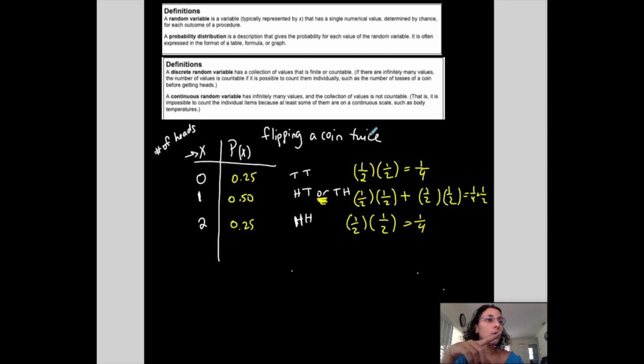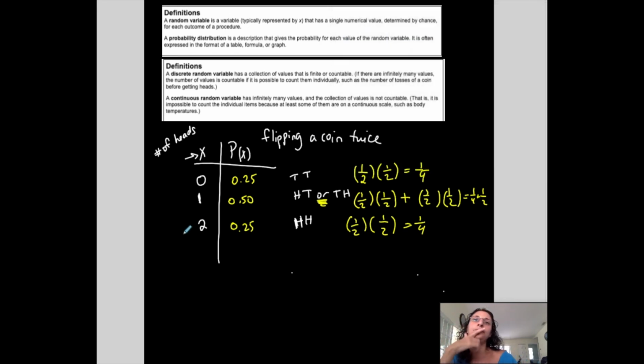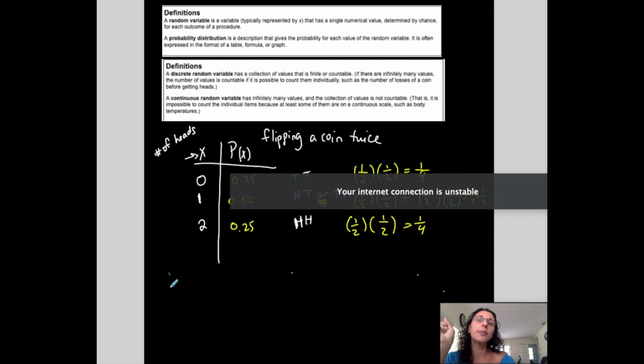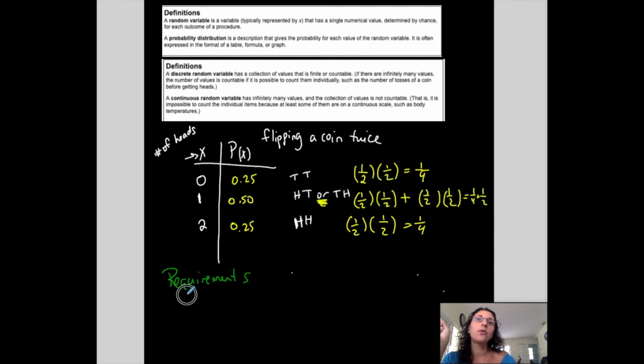If I were flipping the coin 3 times, imagine all the different combinations that I can have in that case. Obviously, if I keep going, if I flip the coin 3 times or 4 times, this is going to be a lot of cumbersome calculation. The next section, binomial probability distribution, helps us with that. But I want you to think about something. 2 requirements for a table, a graph, anything, a formula to be a probability distribution.